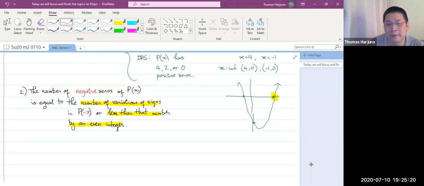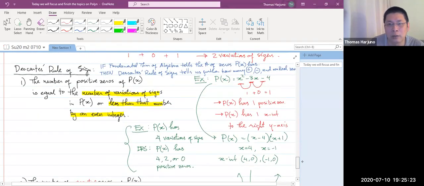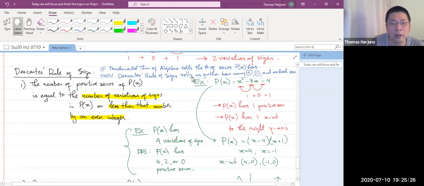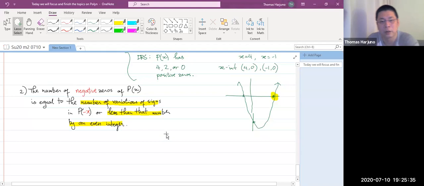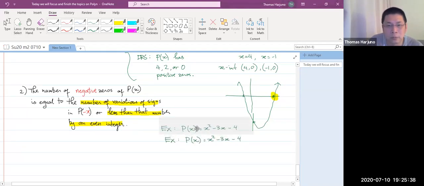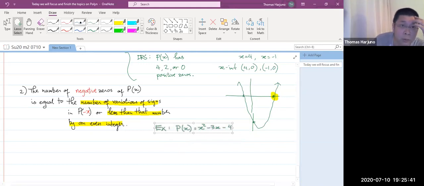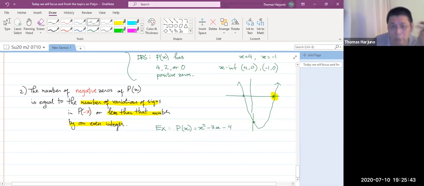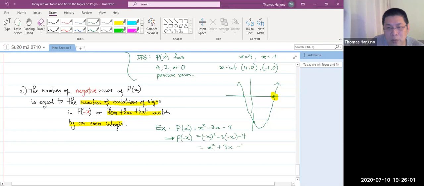Now let's see. Suppose I use this example again, see, lazy guy, right? Suppose I have this polynomial, and I want to find the number of negative zeros. Then I first see what P(-x) is. P(-x) is (-x) squared minus 3 times (-x) minus 4. That's equal to x squared plus 3x minus 4.